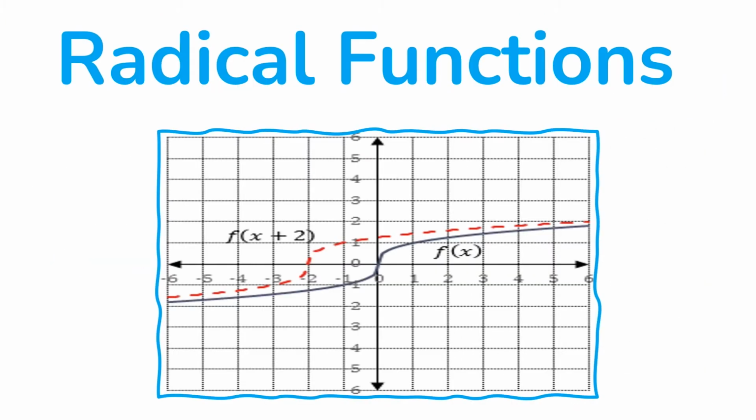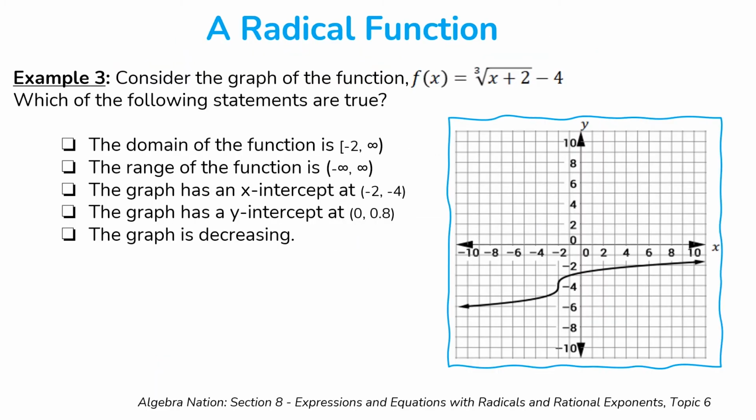Now we're looking at radical functions, and so we're looking at a graph of a radical function here. You can see it has some curves, but it looks a little different than the polynomial function. So let's get into some radical functions. For example 3, it says consider the graph of the function f of x equals the cube root of (x plus 2) minus 4. Which of the following statements is true?